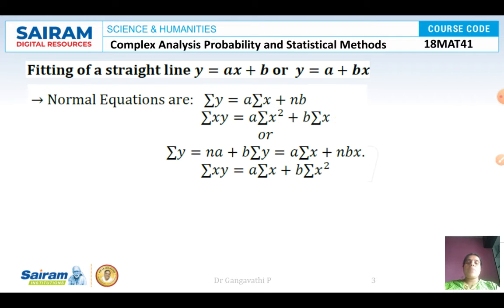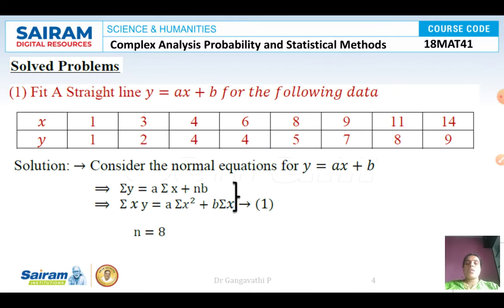So according to the normal equations, whatever the data has been given, you need sum of all the values of x, you need sum of all the values of y, you need sum of values of x into y, you need x square. So we have to construct the table, substitute it here and get the values of a and b. Once after getting, if you substitute it here, it gives you the curve of best fit. That is, equation would be a straight line equation with the best slope and best y-intercept. So let us look at the problems.